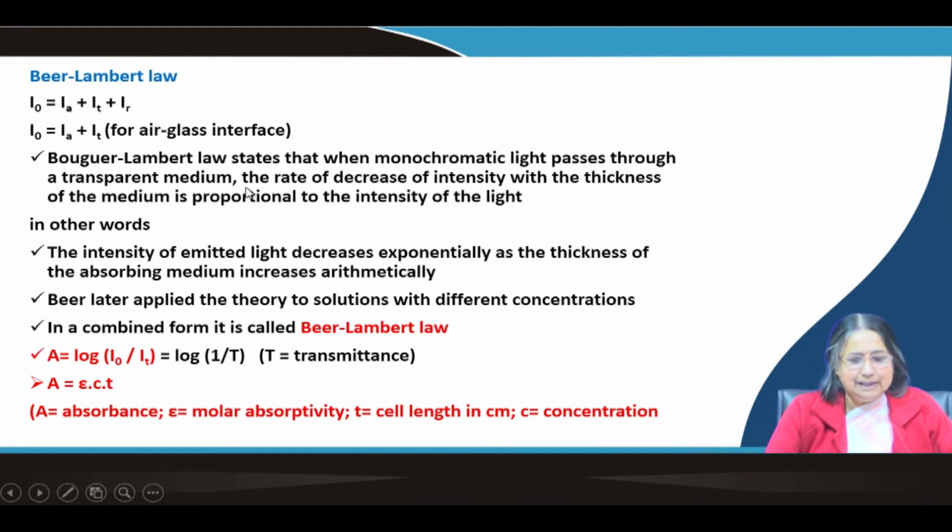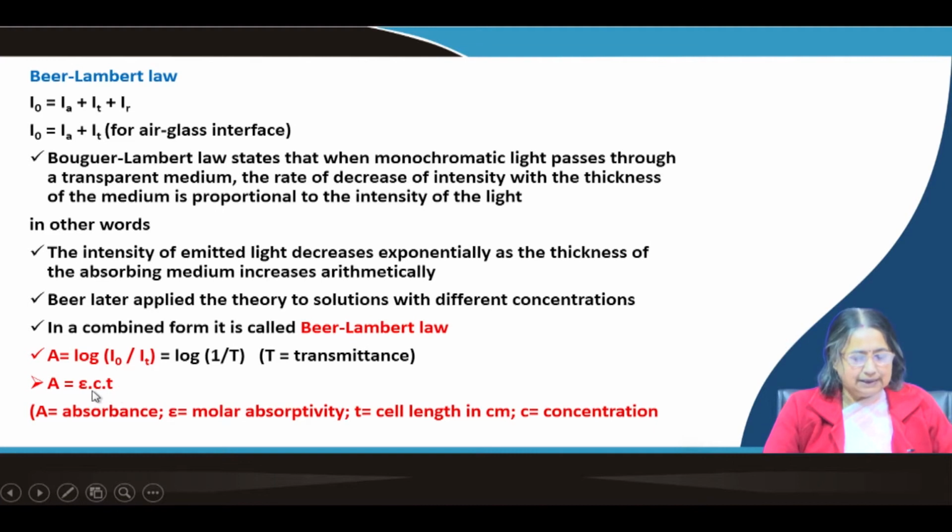So, this is in a medium, and this is Beer's law for solutions with different concentrations. When you combine these two, it comes as log I0 by IT, which we call absorbance. Absorbance is log I0 by IT, A is epsilon into C into T. This is the combination, this is the Beer-Lambert law.